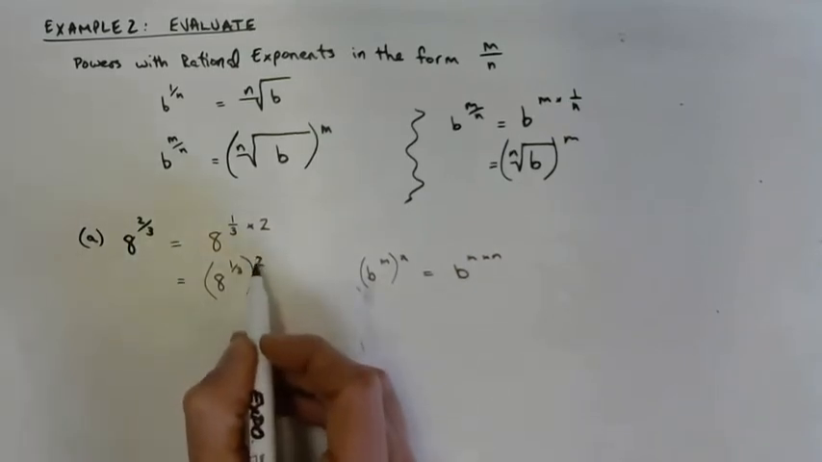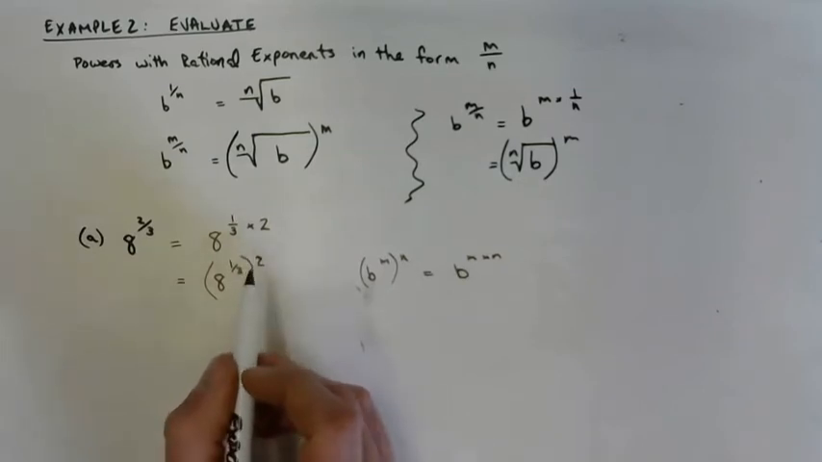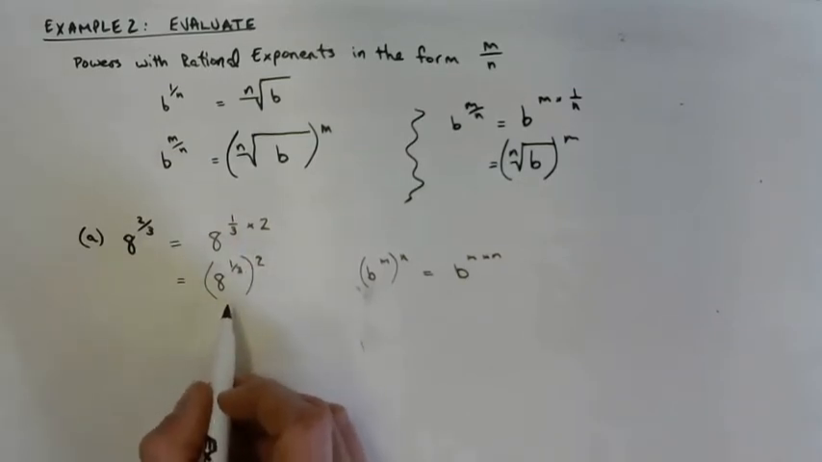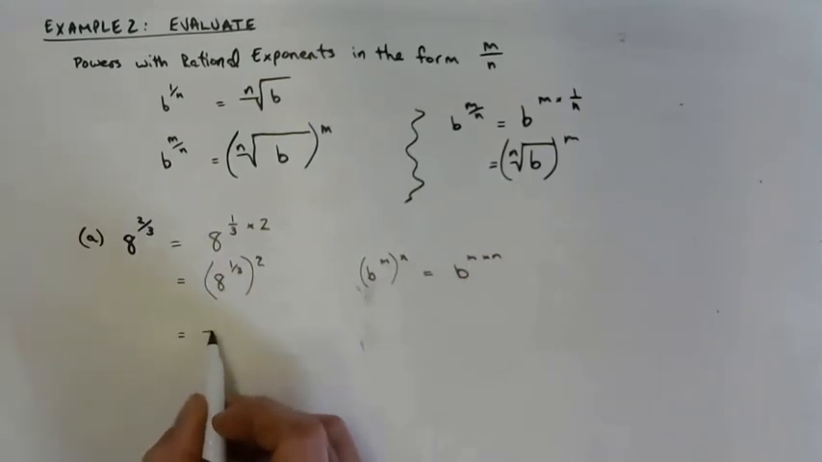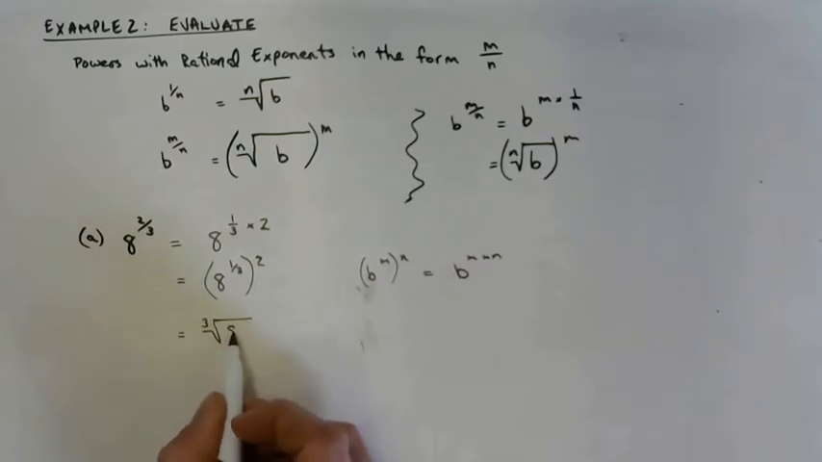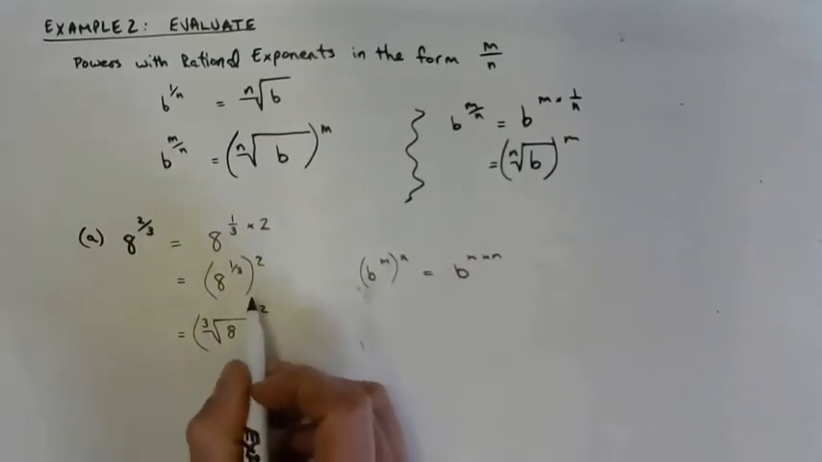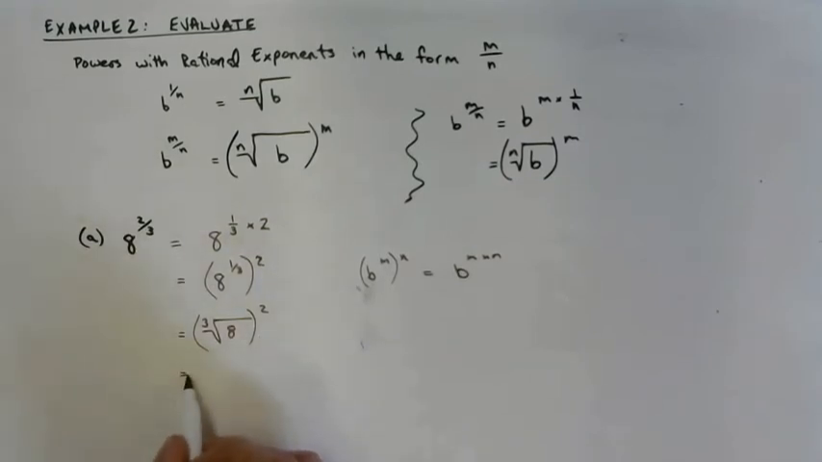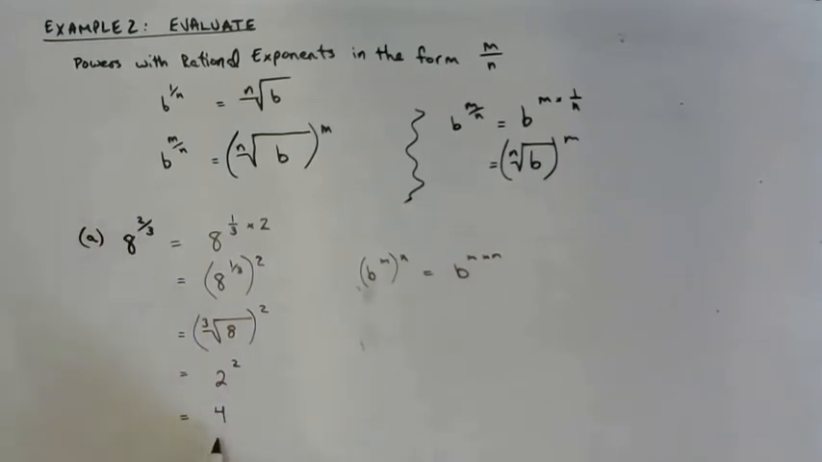Okay? So this is just using the power of powers law backwards. And now we can take what we know about rational exponents, and this is a nice one now. It's 1 over 3. Well, that's just looking like the cube root of 8, and we still will have our value in the brackets squared. What's the cube root of 8? 2. 2 squared is? 4. So 8 to the power of 2/3 is 4.